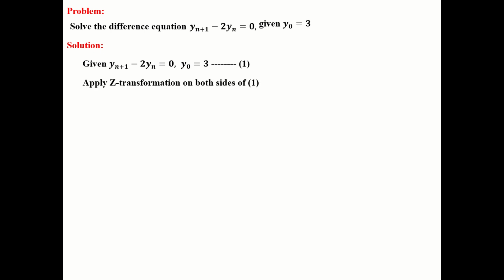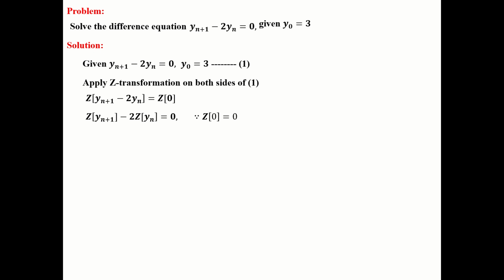Now the next problem. Solve the difference equation y(n+1) minus 2y(n) equal to 0, given the initial condition y of 0 equal to 3. We'll see the solution. Given equation y(n+1) minus 2y(n) equal to 0 and initial condition y0 equal to 3. That is equation number 1. Now apply Z transformation on both sides of 1. So Z{y(n+1) minus 2y(n)} is equal to Z of 0. Separating, Z{y(n+1)} minus 2 times Z{y(n)} is equal to Z of 0, that is equal to 0.